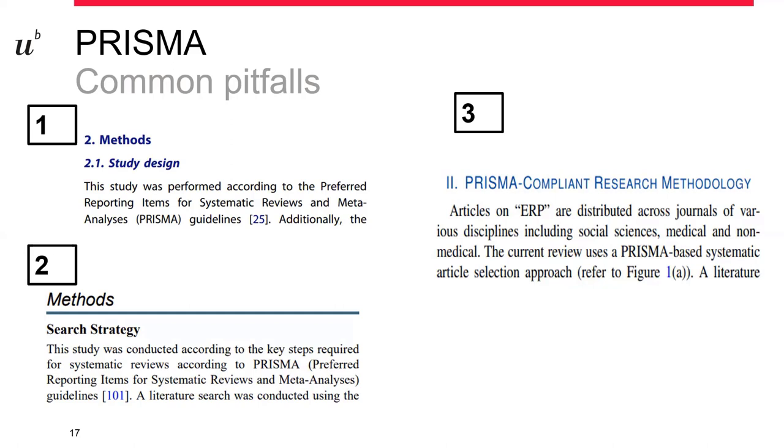And here in the second example, the researchers state that the study was conducted according to the key steps required for systematic reviews according to PRISMA. And again, PRISMA will not have key steps or instructions in conducting the review. And in the third example, they refer to PRISMA as a research methodology. And this is not the case. PRISMA, again, is not a methodology. It's a reporting standard, a reporting guideline.